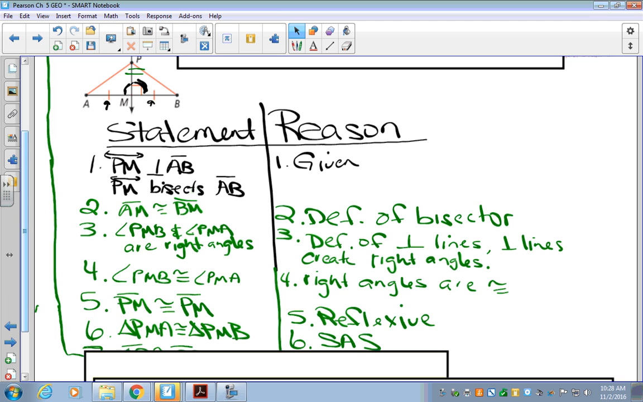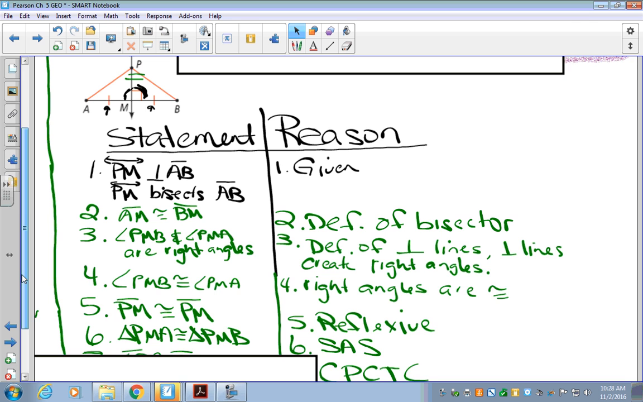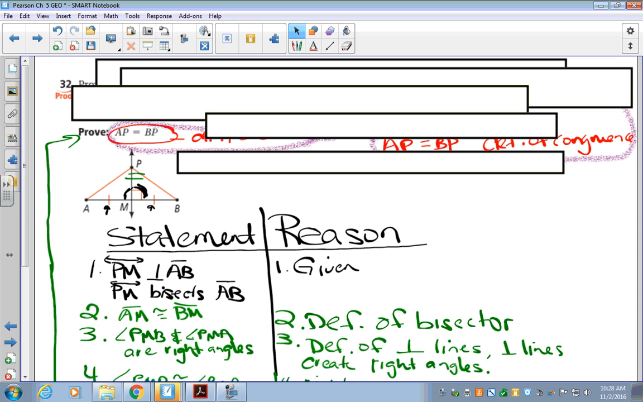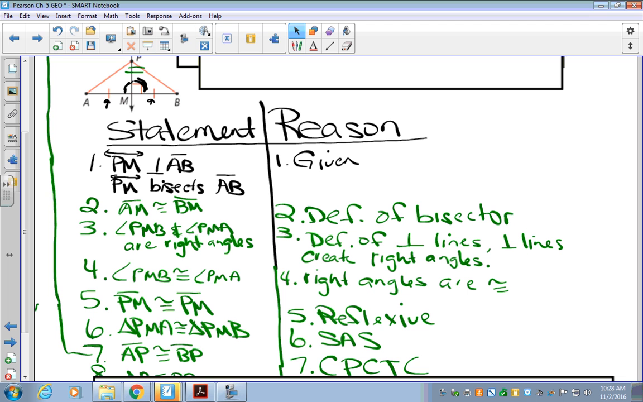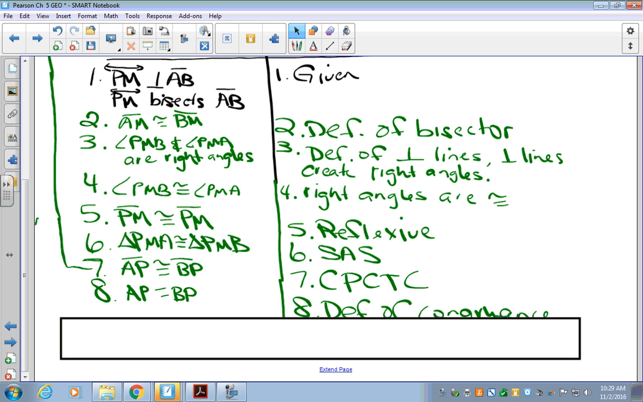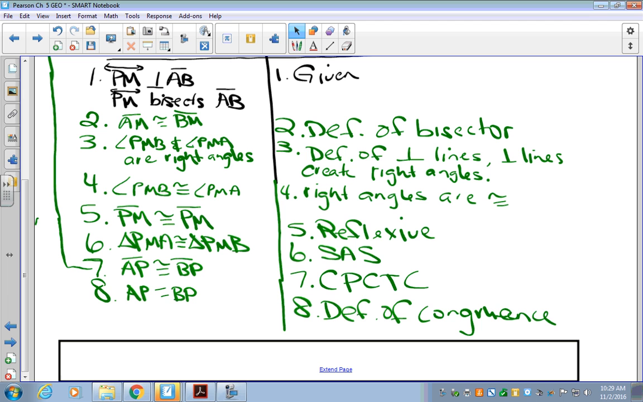What always comes after triangle congruence? Yeah, CPCTC. So we know for sure we're going to have CPCTC. And then we're going to look at what we're trying to prove. Trying to prove AP is equal to BP. Well, we know AP is congruent to BP because corresponding parts of congruent triangles are congruent. But this is where we don't want to show they're congruent, we want to show they're equal. So we just do one extra step. AP is equal to BP by definition of congruence. I know it seems wackadoo to add that extra step, but you've got to look at what you're proving and make sure your end matches what you're proving.